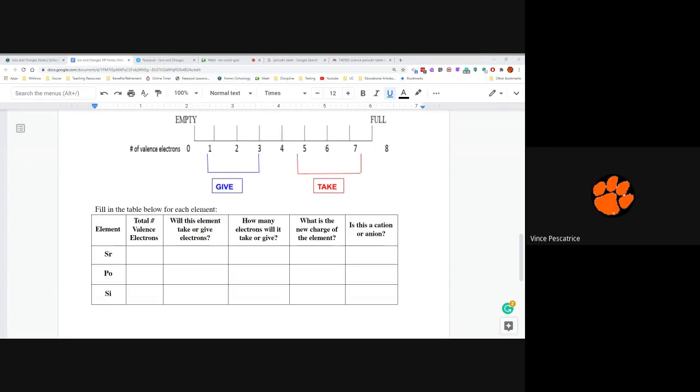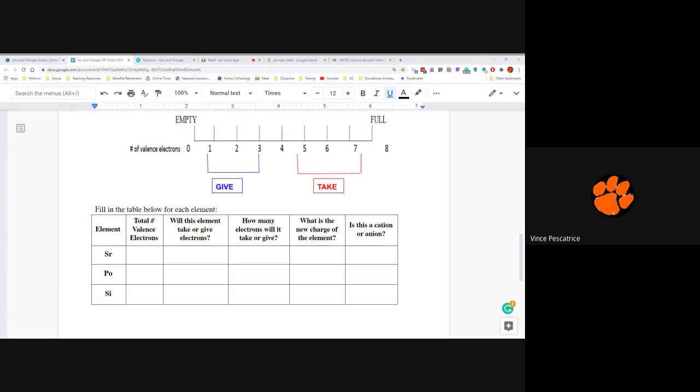What I'm going to show you here is that if it is closer to either end, that atom will take that route in order to get there. So think of it like a journey. This has 2 valence electrons. It's closer to emptying the shell. If it was over on this side, it's closer to filling the shell. So it's going to take the quickest path to either side. So this one will give or take.